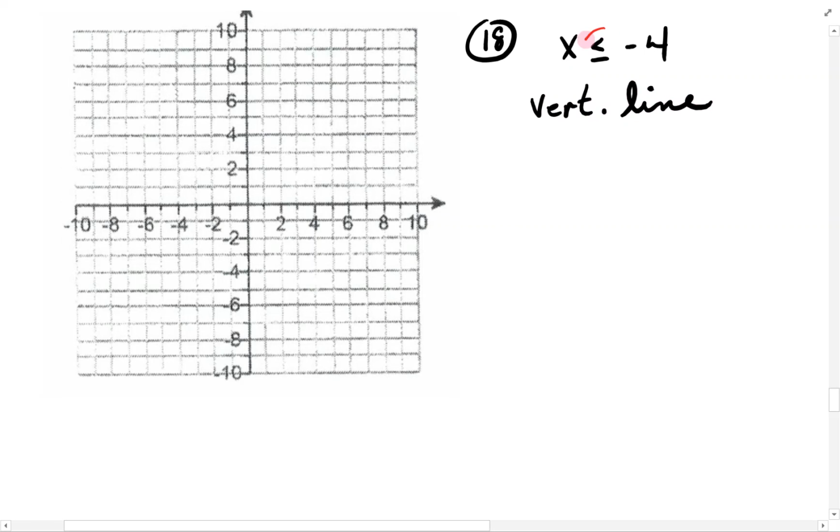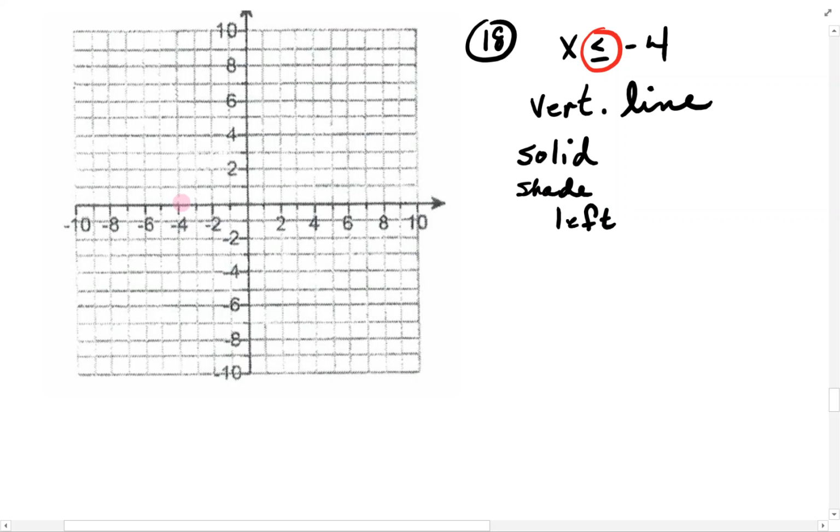Looking at the symbol, it is going to be a solid line. Now, when my line is vertical, I can only shade left or right. To the left is less, to the right is greater. So I will shade left.